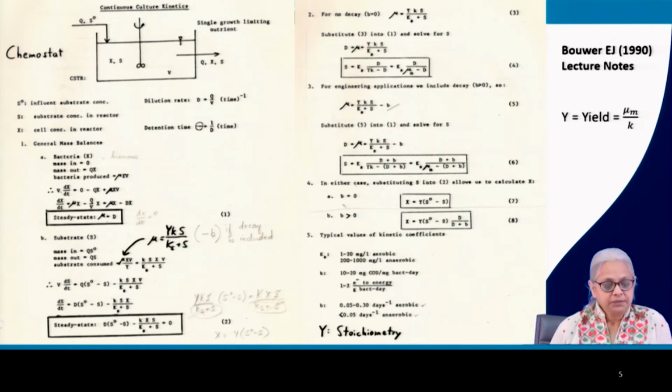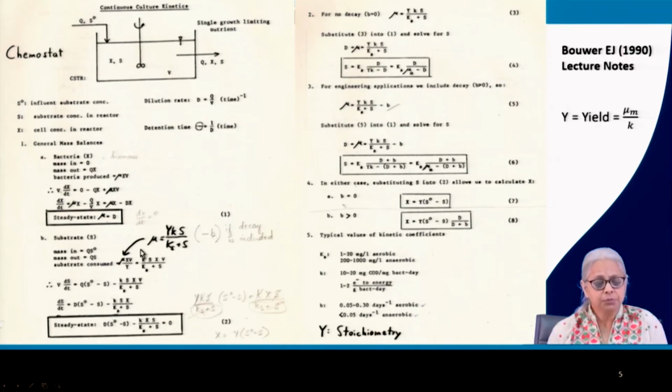Let us now look at substrate. Substrate, mass in of the substrate is QS0, mass out is QS. How is the substrate being consumed? We have already gone through Monod kinetics. Substrate consumed is mu xV divided by Y. Y is yield, and that is mu max divided by small k. So we've already gone through Monod kinetics, and we've already seen the derivation for yield.